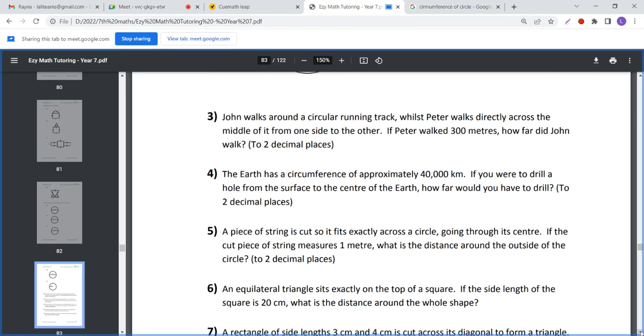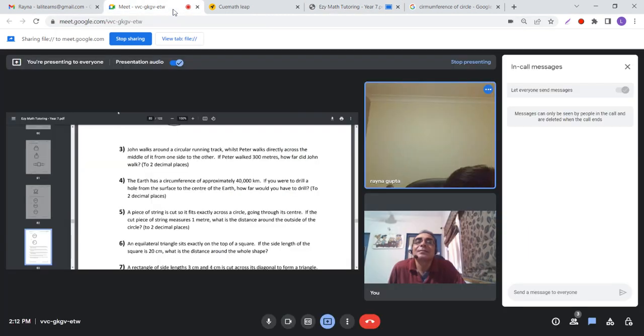Question number 3. John walks around a circular running track while Peter walks directly across the middle of it from one side to the other. If Peter walks 300 meters, how far did John walk?